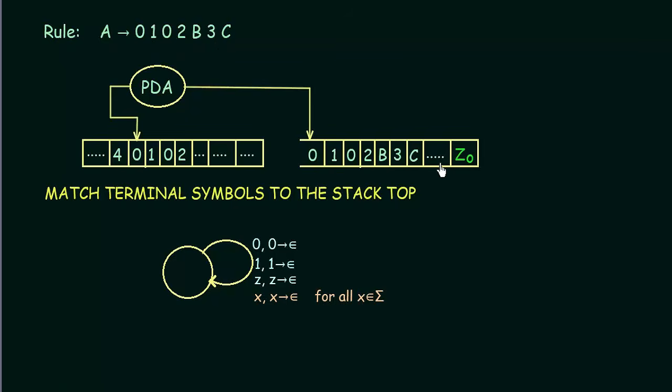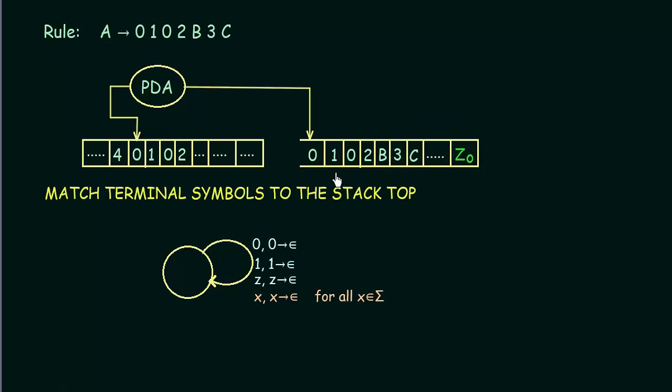Let us say that something was already there in the stack, Z0 being the bottommost element, and let's say that we encountered A. A was the topmost element on the stack at this point, and then we match that A with one of the rules, and then when we match, what will we do? We pop that A and then we push the right hand side. So this is the right hand side, 0, 1, 0, 2, B, 3, C, which is pushed on top of the stack after popping A.